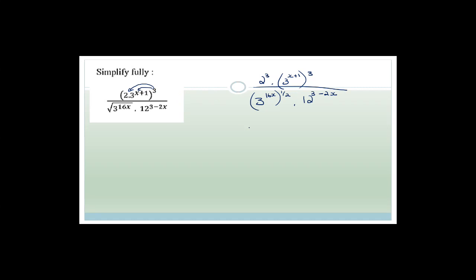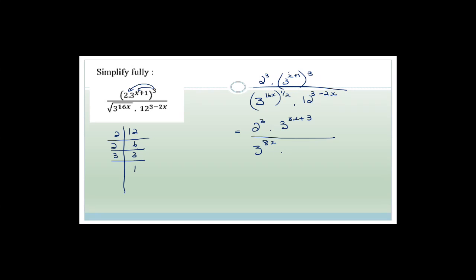Okay, so now, do you agree that we've got 2 to the 3, 3 to the 3x plus 3, because that's the rule. You multiply across here, over 16 divided by 2, which is going to be 8x. And now we need to break this 12 up into its prime factors. So let's find the prime factors of 12. 2 goes into 12 6 times. 2 goes into 6 3 times. 3 goes into 3 once.